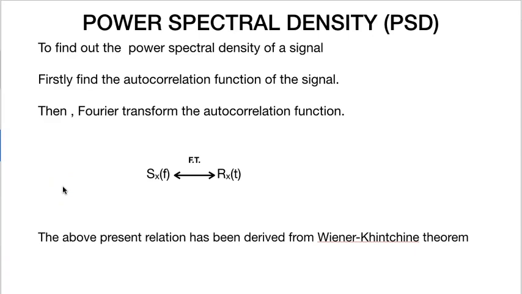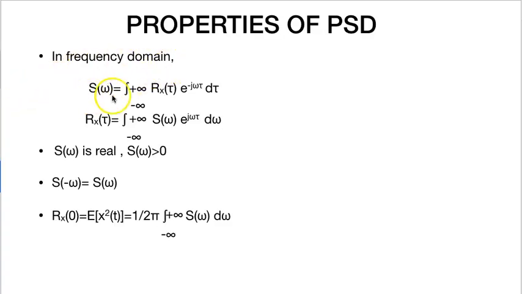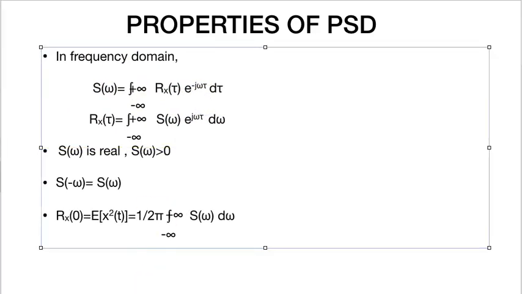calculating power spectral density is an important property in communication. Power spectral density is calculated in the frequency domain. This was derived from the Wiener-Khinchin theorem, that if we do a Fourier transform of R of tau, we'll get the power spectral density, and if we take the inverse Fourier transform of S of x, we'll get the autocorrelation function. In the frequency domain, to calculate with the help of a mathematical tool, we can calculate it with this formula. And to calculate in the time domain with the help of power spectral density, we can calculate in this form.